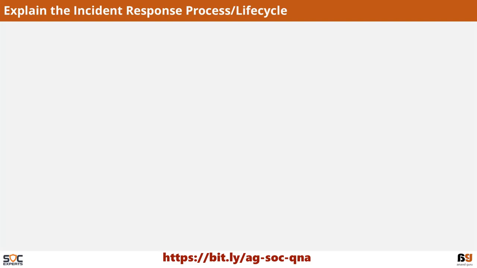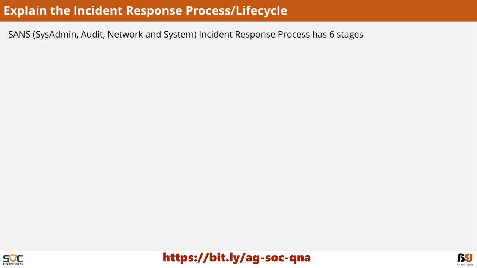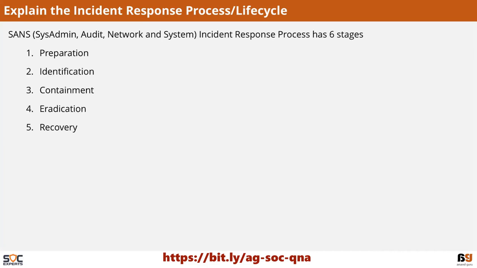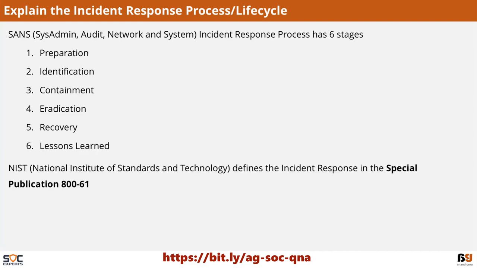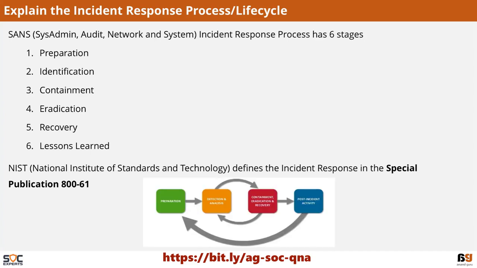Explain the incident response process. SANS defines the incident response process in 6 stages, which includes preparation, identification, containment, eradication, recovery, and lessons learned. NIST also defines a very similar incident response process in its SP 800-61. In this, they have combined containment, eradication, and recovery into one single stage.